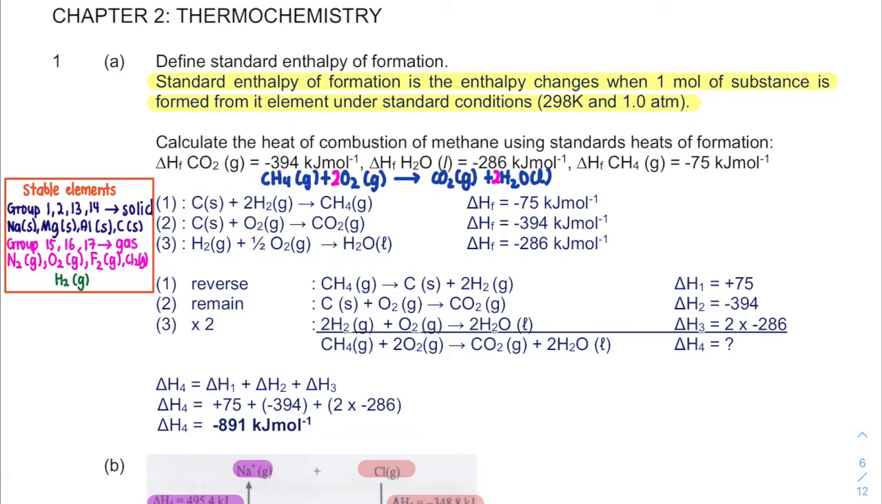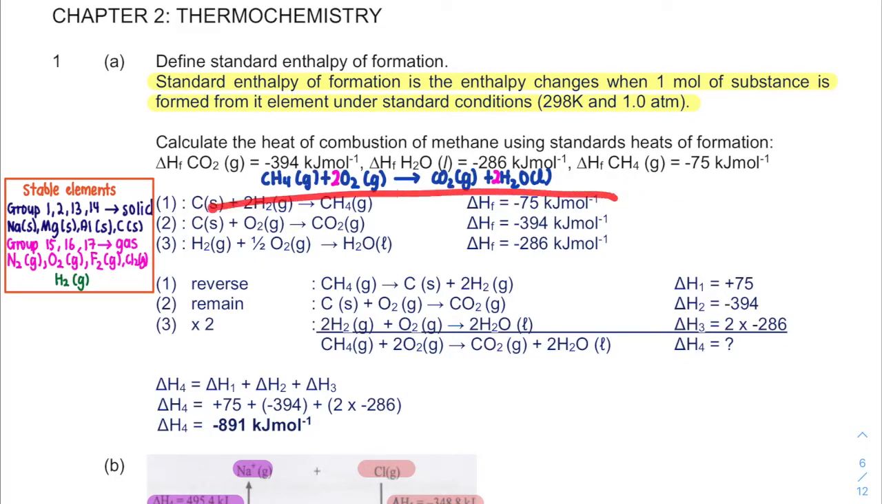And last but not least is CH4. CH4 is originally from carbon and H. Carbon is solid, and H must be H2 gas. This one is 1 mole, and this one here is 2. For the CH4, the state is already given, so you have to include it.